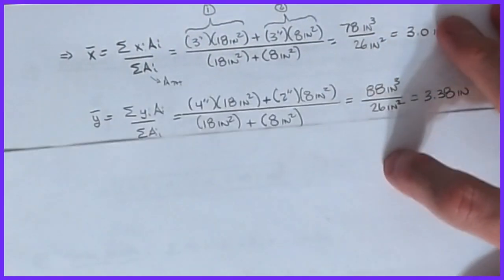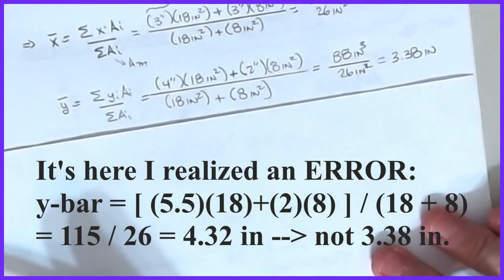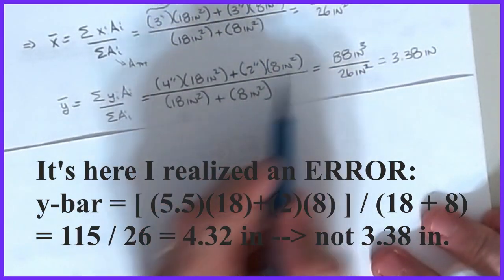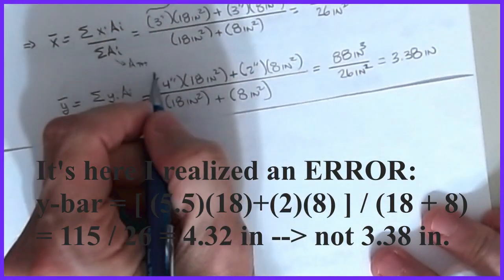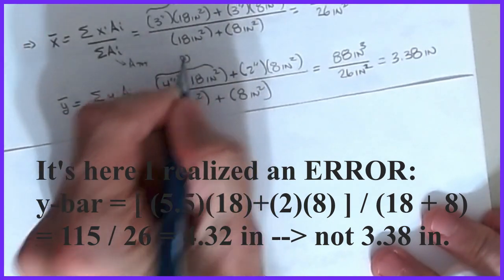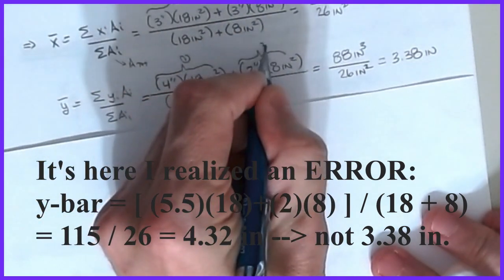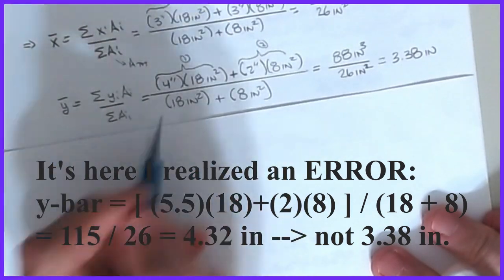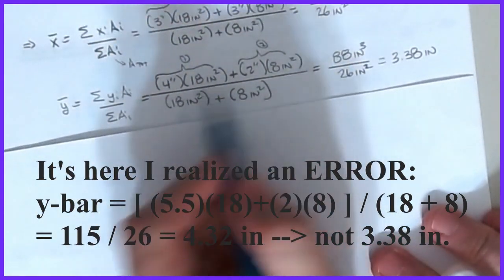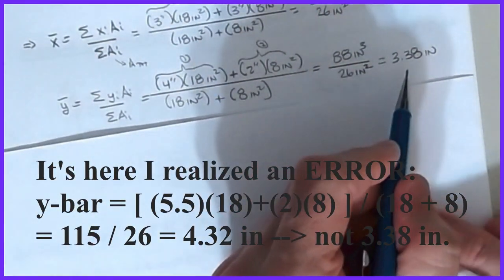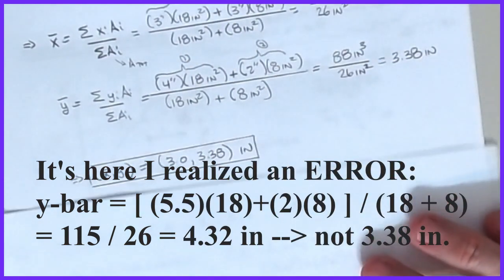Okay, and then do the same thing for the yi's. Again, just plugging in real quick. 4 times 18 plus 2 times 8. That's, again, this is for number 1. Okay, and this is for number 2. Okay, and then I can do my A totals, and so no problems. And this number, if you do the math, ends up being 88 over 26, or a total of 3.38 inches.